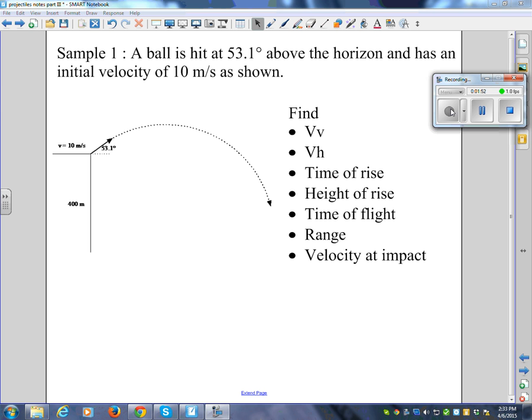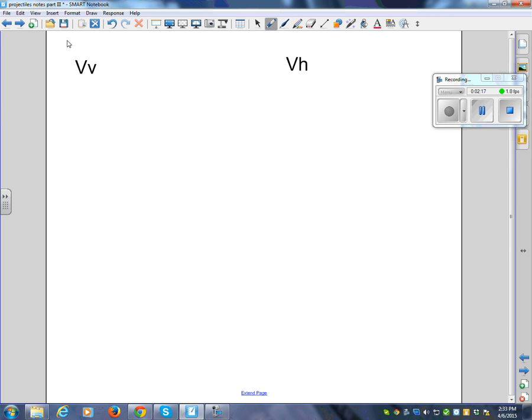9 times out of 10, these things are not going to be asked in the question. I've just put them in here as a sample to sort of show you the steps that you're going to need, right? But the things that people are most interested in are range, which is how far away from the base of the cliff, and how fast is it going when it hits the ground. Those are the 2 things, right? But these are the steps to find that. It's always a good idea to find the components. So let's start with that.